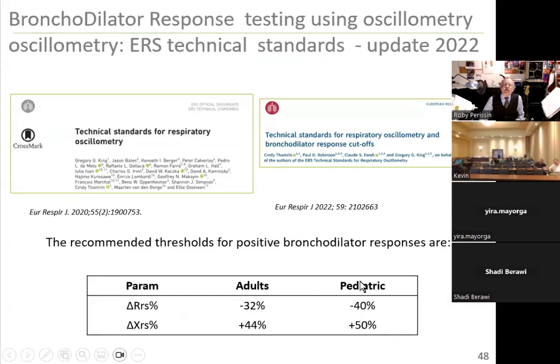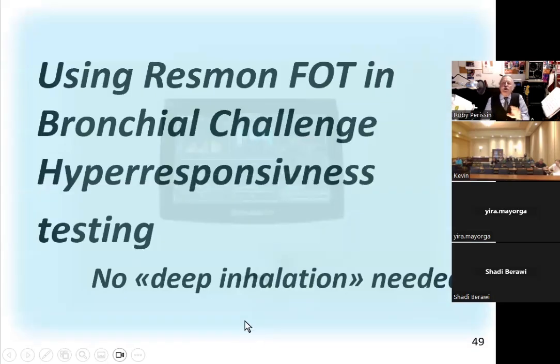The technical standards have just gotten an update a few months ago that now give you different thresholds for significant response for adults and children that are considered in the calculation and in the devices. So 30% for adults and 40% in pediatrics for resistance, and an increase of 40% and 50% of reactance in adults and pediatrics.